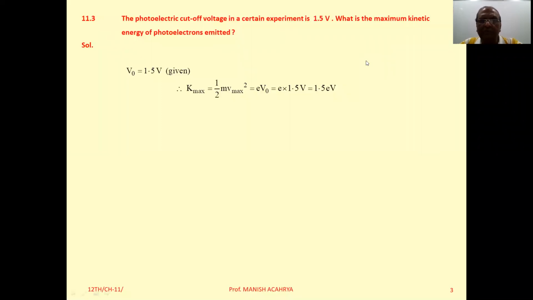11.3. The photoelectric cutoff voltage, that is the stopping potential, in a certain experiment is 1.5 volt. What is the maximum kinetic energy of photoelectrons emitted? Now V0 that is 1.5 volt. We want maximum kinetic energy, that is eV0, e into 1.5 volt. Simple answer, 1.5 electron volt. Clear?